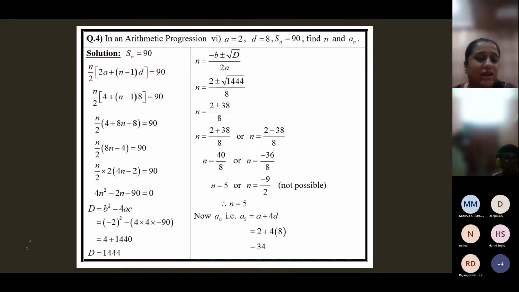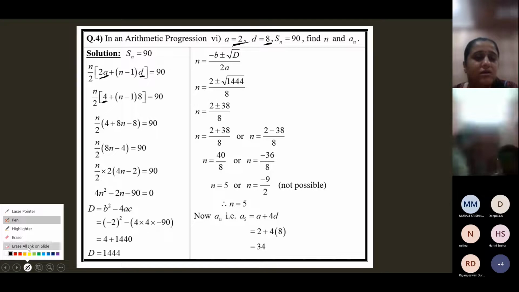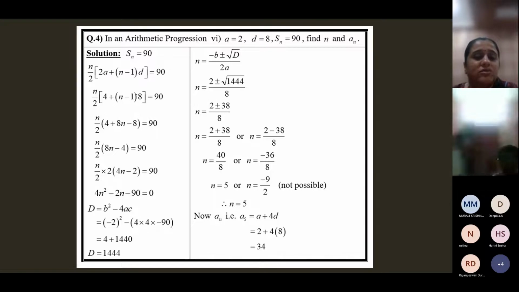Now, substitute the values which are known to us. A is 2 and D is 8. So substitute those values. 2 into 2 is 4. I've written straight away. 2 into 2 is 4. And then multiply 8 with n minus 1. So that is 8n minus 8. And then 4 minus 8 is minus 4. So 8n minus 4.